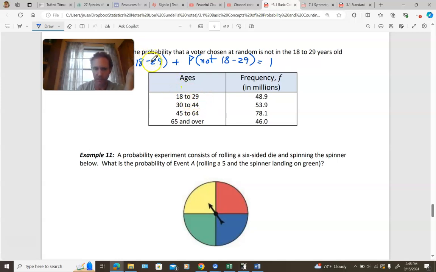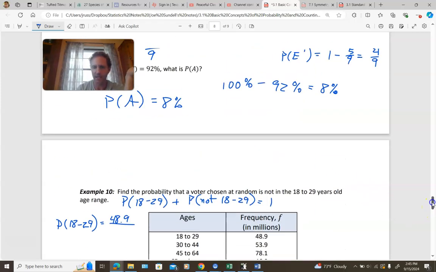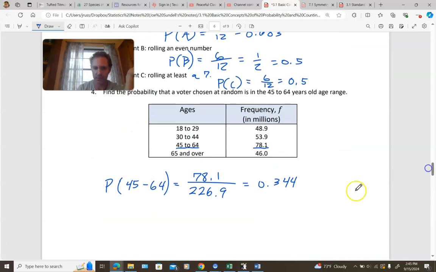So it's actually easier for me to calculate the probability that the voter is within this range. Okay, 18 to 29, so that would be 48.9. I'll put this over here. It would be 48.9 divided by the total frequency again, right? This is the same chart from above, guys, so I'm just going to borrow this total, 226.9 million.